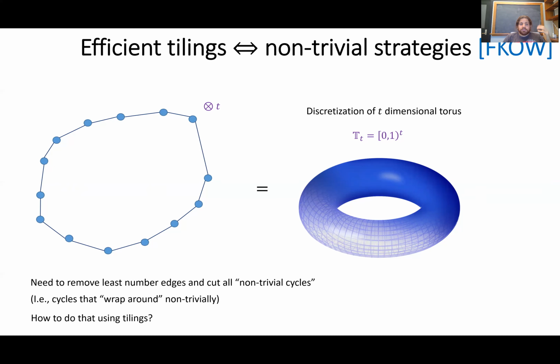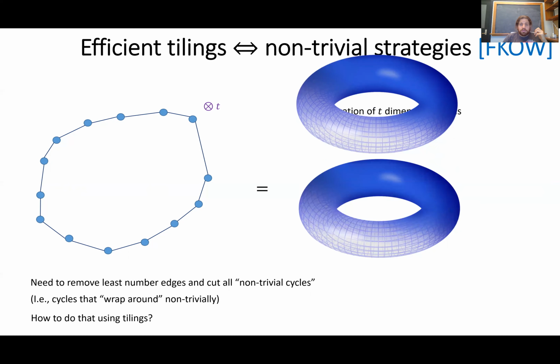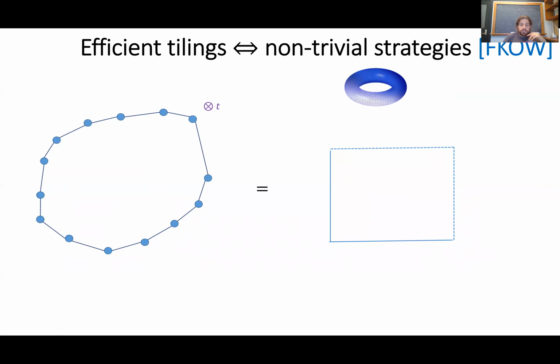So how is this related to tilings? Well, in order to see this connection, let's look at the torus and unwrap it. Let's look at a two-dimensional view. This is a two-dimensional drawing of a t-dimensional torus. It's convenient to think about it in this way, because the top is the same as the bottom and the right is the same as the left.